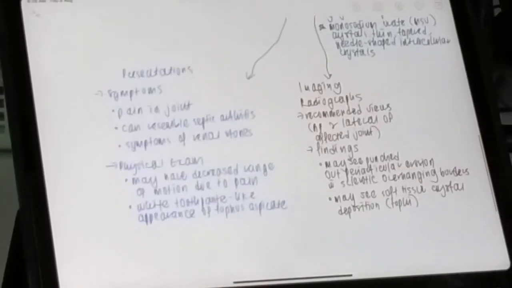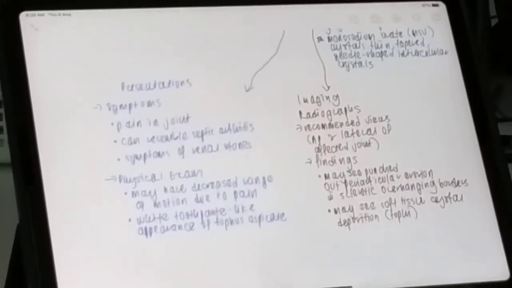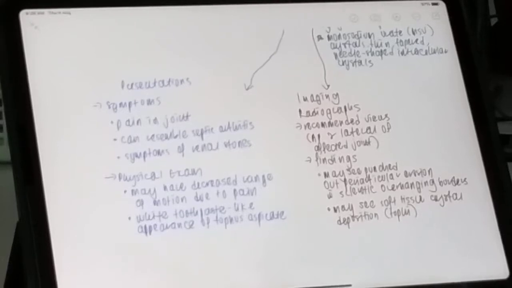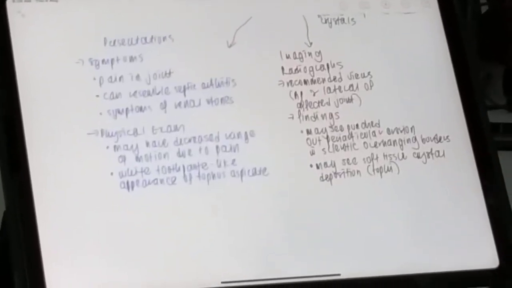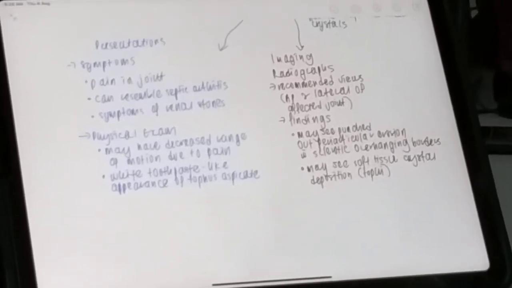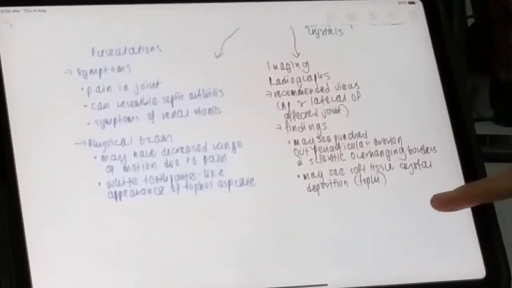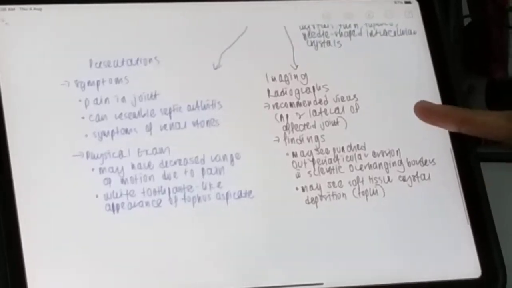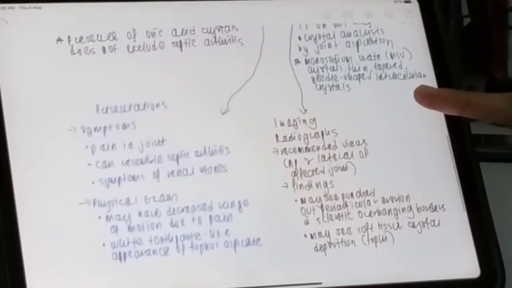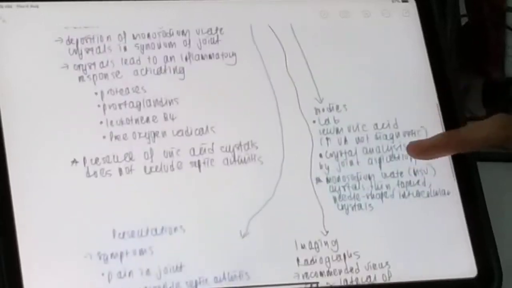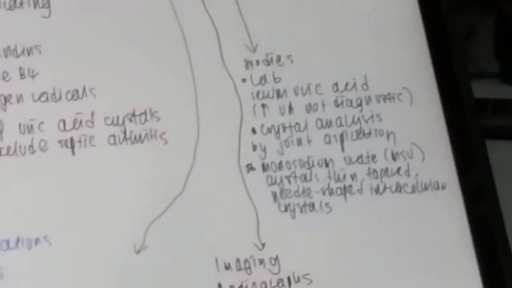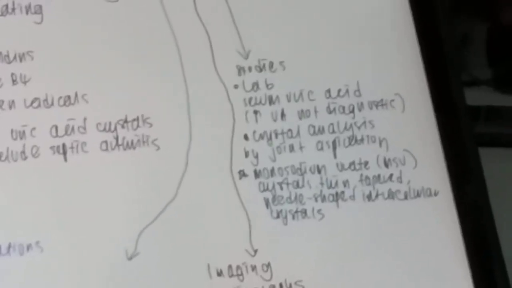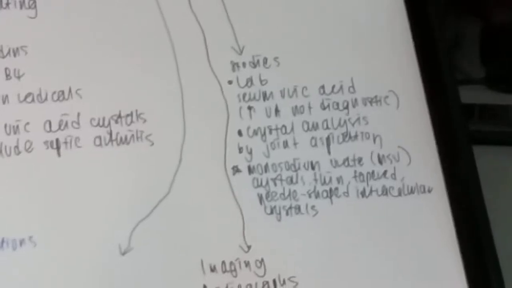For imaging, X-rays, AP and lateral of the affected joint, we can usually see periarticular erosion with sclerotic overhanging borders. You can also see soft tissue crystal deposition, tophi. From the lab studies, an increase in uric acid does not necessarily show that the patient has gout.